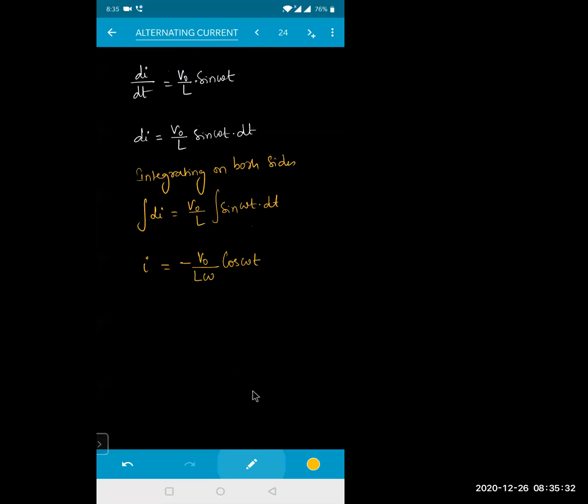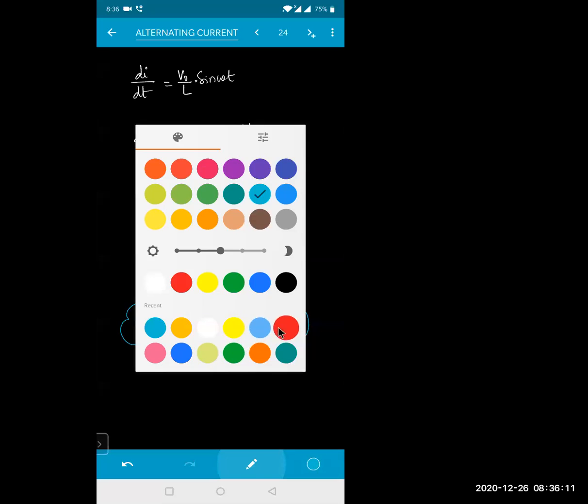In order to remove this minus sign, I can write I equals V naught by L omega, and minus cos omega t can be written as sin of omega t minus pi by 2. So this is the current we are getting: I equals V naught by L omega into sin of omega t minus pi by 2. Actually it will be sin of 90 minus theta.